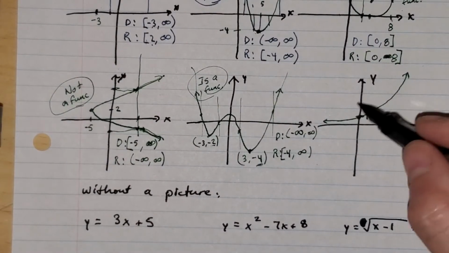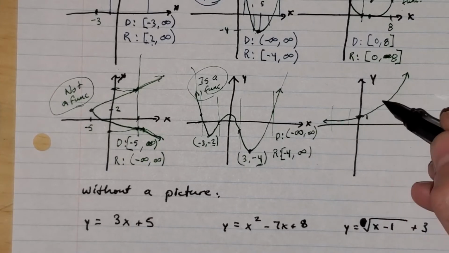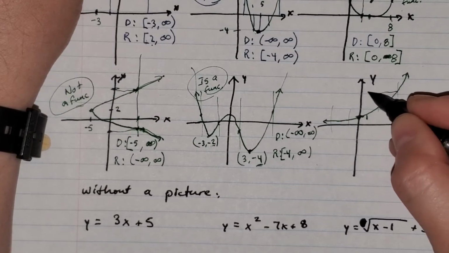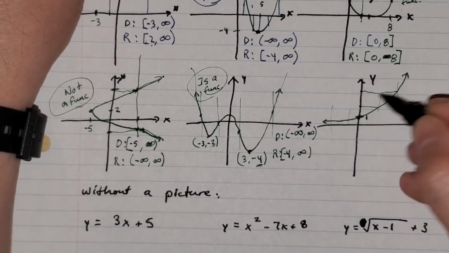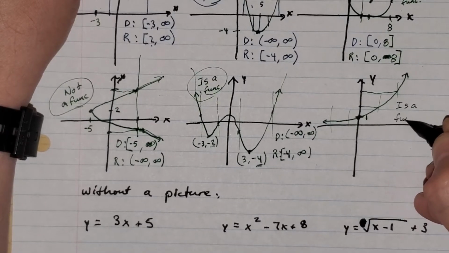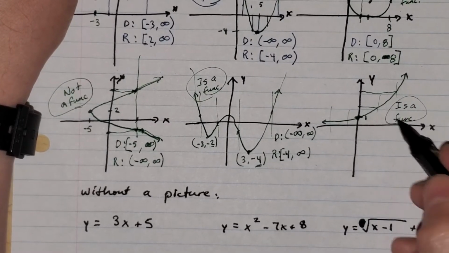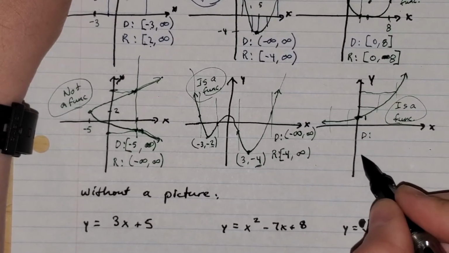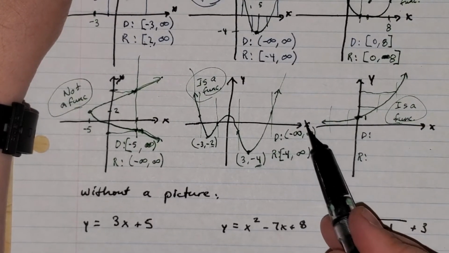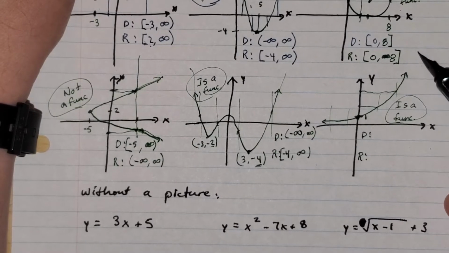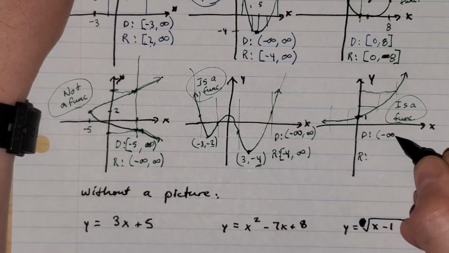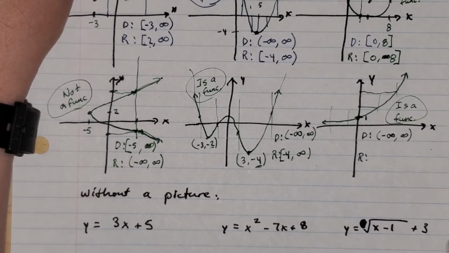And then this one here, the last one, right? If you draw your vertical lines, what do you see? 1, 1, 1, 1. All of these are going to hit the y-axis in one place, right? One place. So yes, it is a function, okay? And then what's the domain and what's the range, right? Well, the domain, this keeps going left, and this keeps going up and to the right. So the domain is going to be all real numbers, -infinity to infinity.